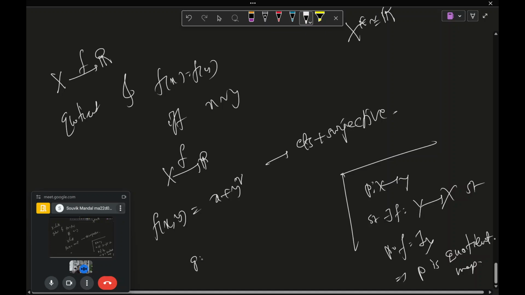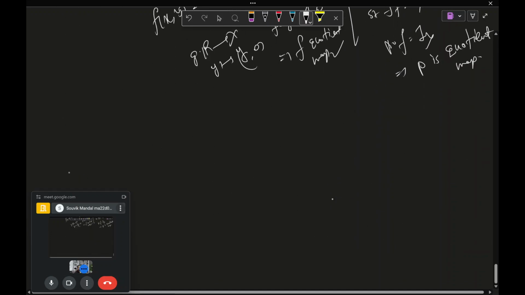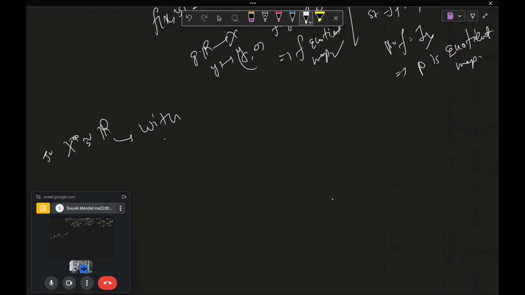So in this case, if we define the map g from R to X by g(y) equals (y, 0), then obviously f composed with g is equal to the identity map for R. So this implies what? f is a quotient map. So the quotient space X star is homeomorphic with R, of course with the usual topology.